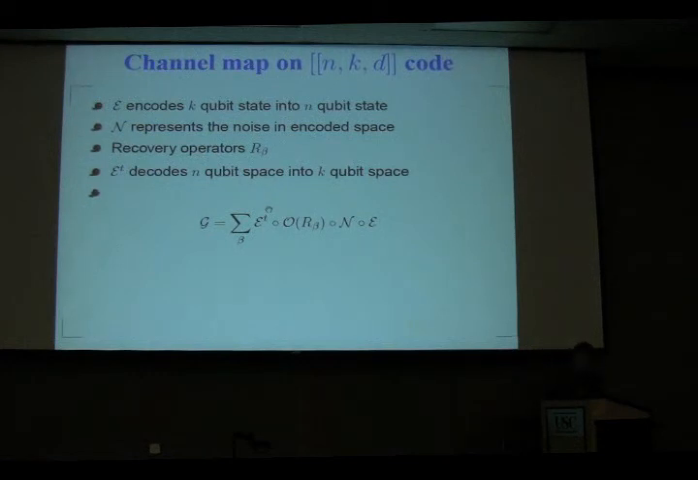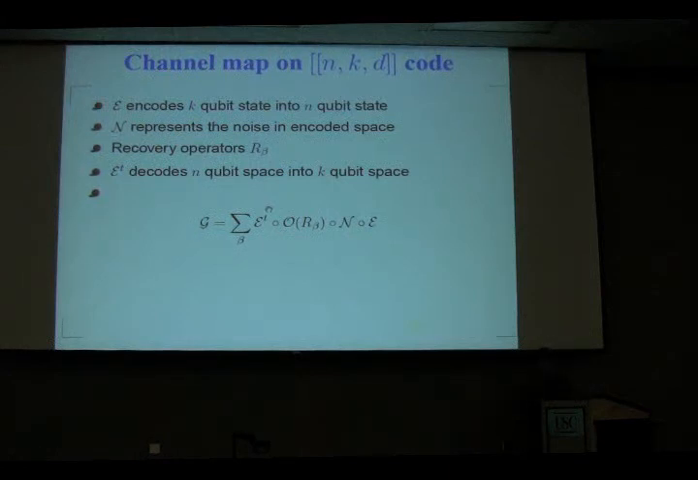What does a channel map look like for a code? First we have to have an encoding operator that encodes, I'm encoding k qubits into n qubits, right? So I want to encode my k logical qubits into my n physical qubits with this encoding operator, E. And it acts again on that space of vectorized density matrices. So for n qubits, they're four to the n dimensions for my density matrix.